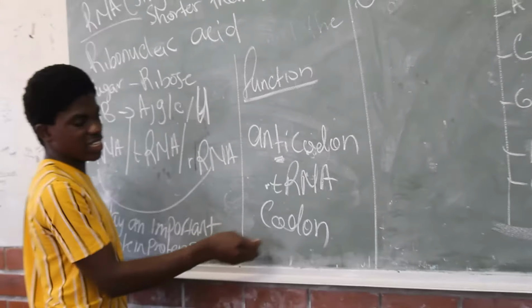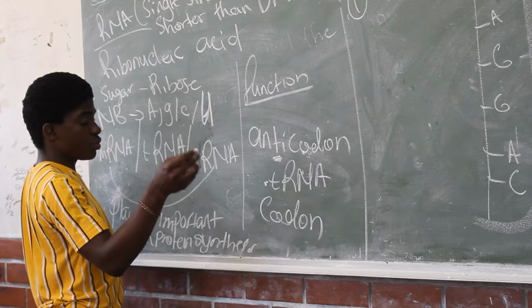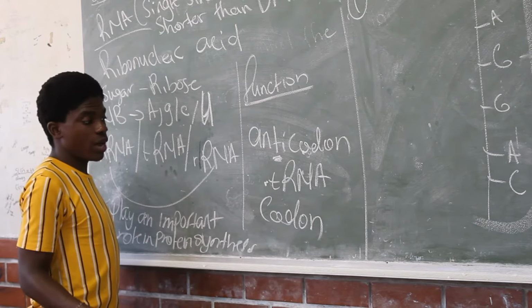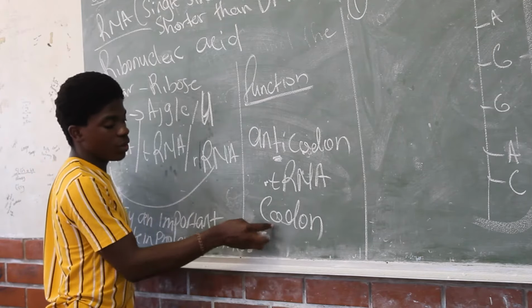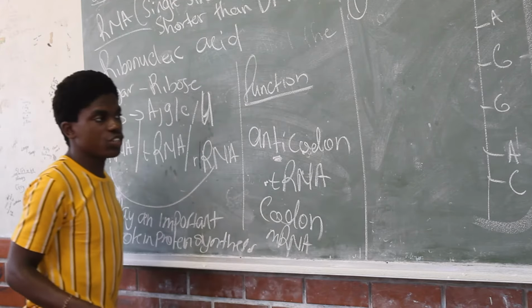They do not have a T, they do not have an R, they do not have an N. So what are they for? Just remember, codons are for mRNA, which is messenger RNA.